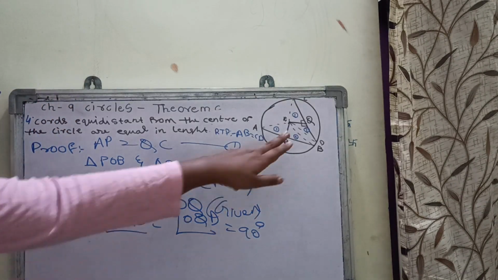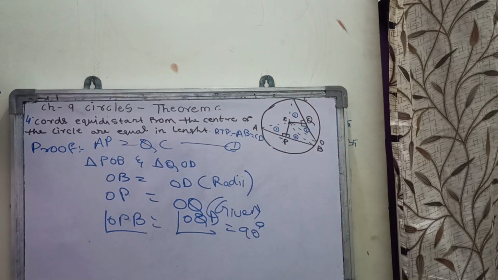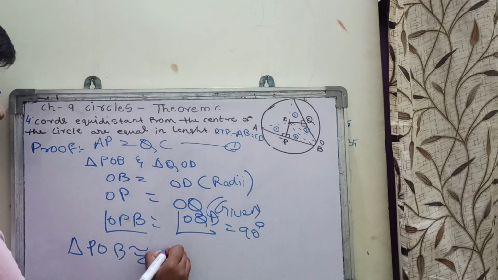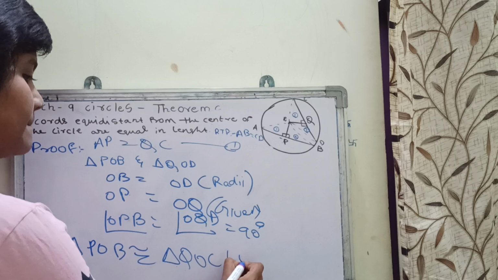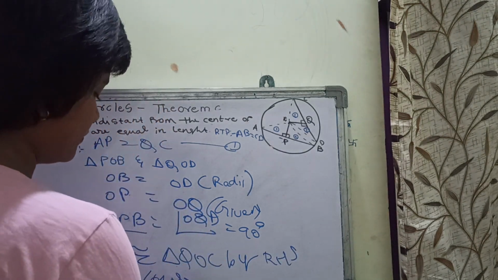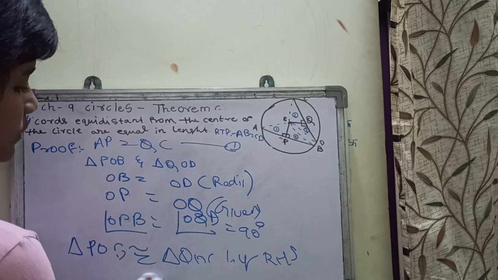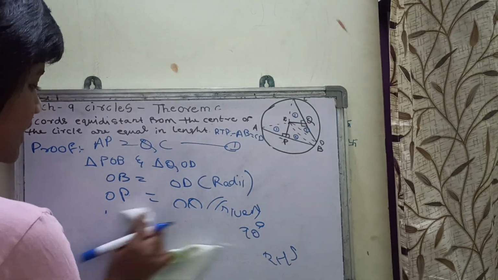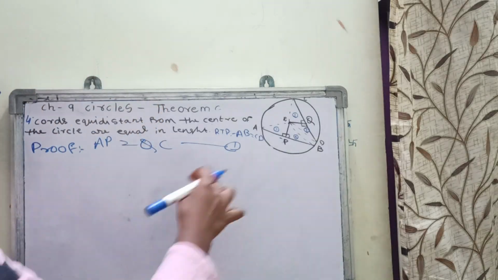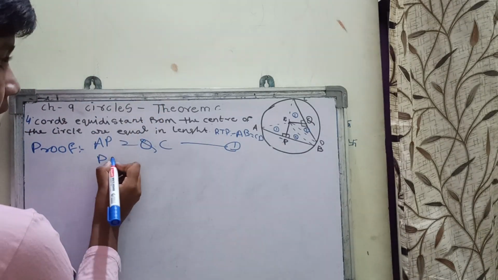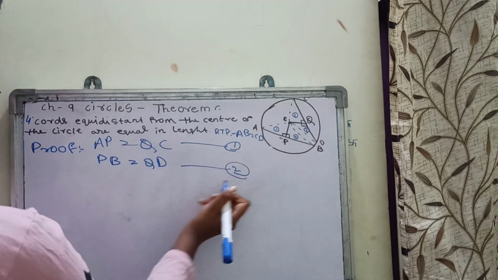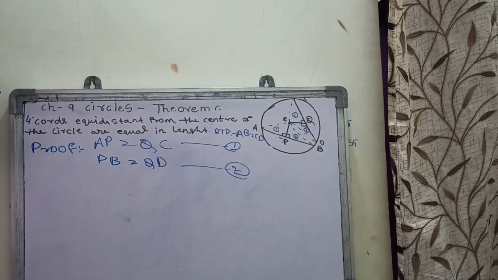So after knowing that the hypotenuse is equal and it is 90 degrees, we can say that triangle POB is congruent to triangle QOD by RHS congruency. After proving that these two triangles are congruent, what can we say? We can say that PB is equal to QD. Take it as equation 2. This is equation 1, this is equation 2.